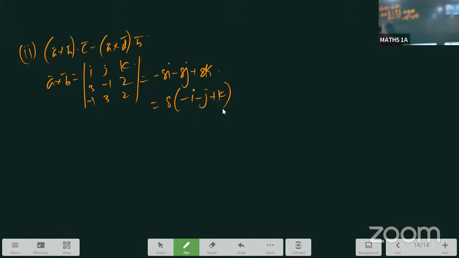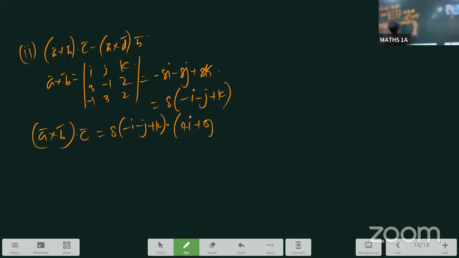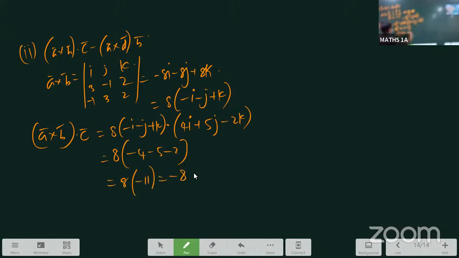This is part. Next, A bar cross B bar dot C bar. That is nothing but 8 into minus I minus J plus K, which is dot product with C bar. That is 4I plus 5J minus 2K. That is nothing but 8 as it is. Do the dot product, minus 4, minus 5, minus 2. That is 8 into minus 11, which is minus 88.